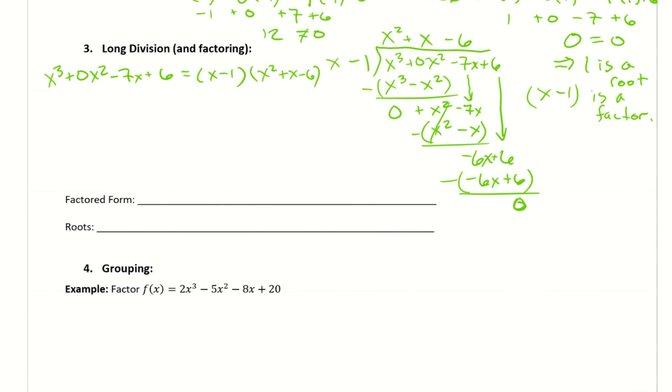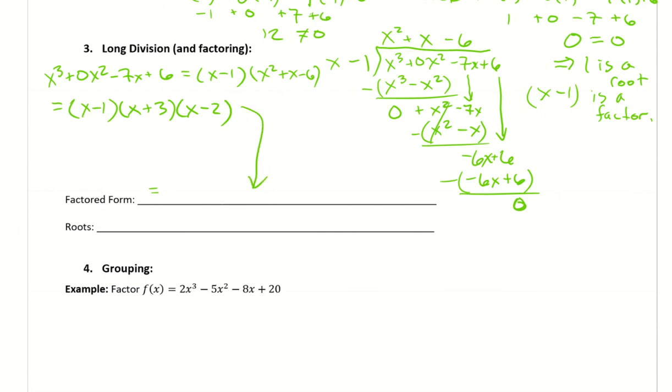So I want to factor x squared plus x minus 6. You can do box and diamond. I'm going to skip over that just because I know what it is. I can just look at it and say, well, this is equal to x minus 1 times x plus 3 times x minus 2. And you all know how to do that, so I'm not going to spend a whole lot of time on that. So the factored form is this right here.